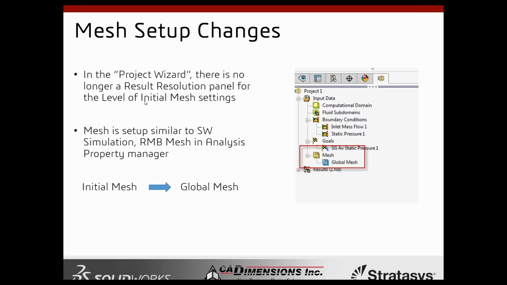The level of initial mesh setting will no longer exist in the project wizard. So if you recall in previous versions, when you start the project wizard, you will go through the process of setting up your initial conditions, your boundary conditions, and then the last page it will give you the initial mesh setting page, which will allow you to drag a slider between 1 to 8 and set up your mesh in that wizard. Well, that's no longer the case. The mesh setting is now within the design tree here, the analysis tree. And essentially, you will right-click mesh and select global mesh. So initial mesh now is called global mesh.